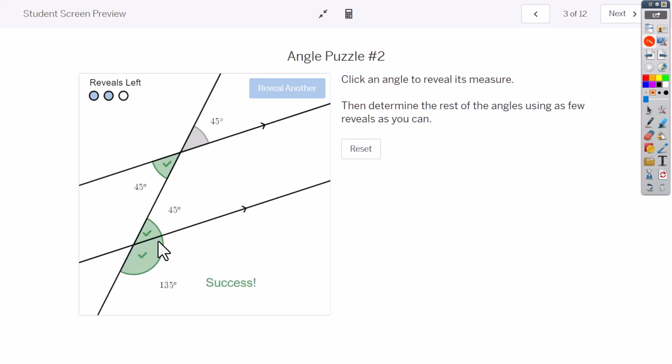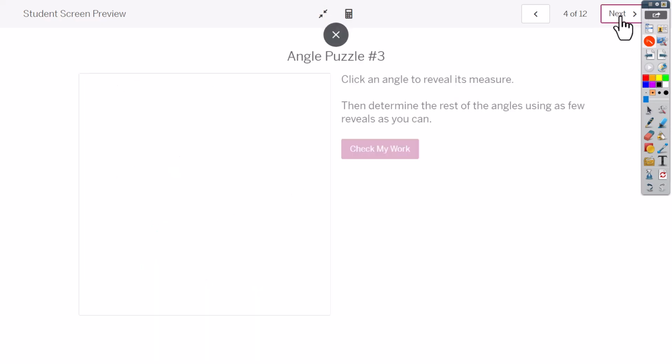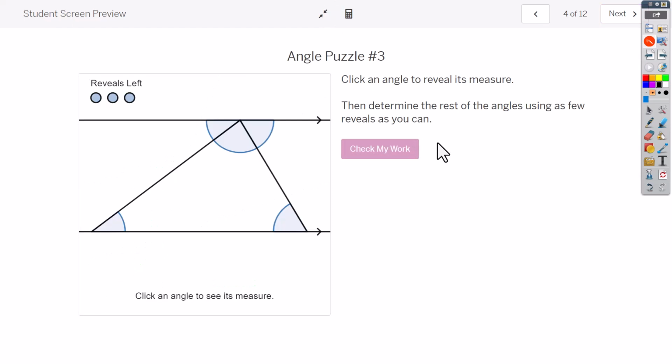So this time we had vertical angles and we dealt with the fact that we had parallel lines. Let's look at this one. This one involves a triangle and some parallel lines. No vertical angles this time, but we still have a lot of tools at our disposal. So I am going to highlight my parallel lines again.